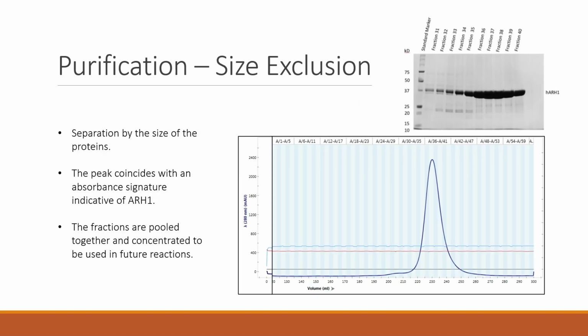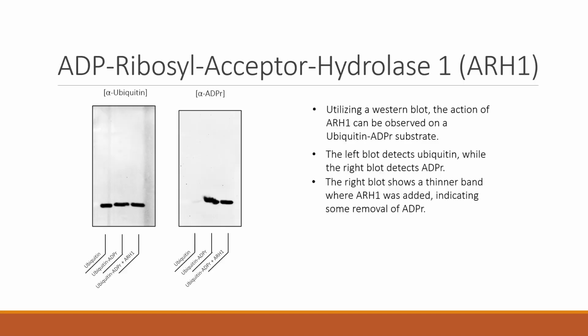Size exclusion, or separation by size, is the last step. The graph at the bottom is comparable to data that we receive in ion exchange that I was referencing. The fractions number at the top, A36 through A41, indicates fractions 36 through 41. Using gel electrophoresis of fractions 31 and 40, we can confirm, based on the known molecular weight of ARH1, that what we have left in those fractions is ARH1, and the protein has been purified successfully.